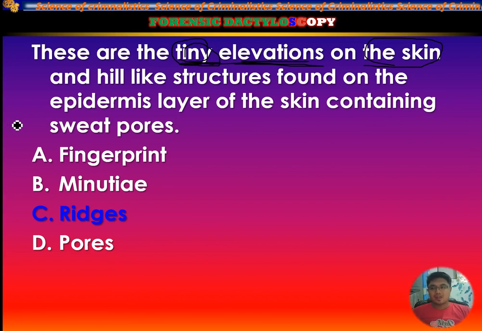Okay? The next topic is the ridges. These are tiny elevations on the skin. Okay? So it is tiny, meaning to say we cannot see. Our eyes cannot see these sizes. So we can see this with the use of a microscope or some special apparatus capable of enlarging small things.